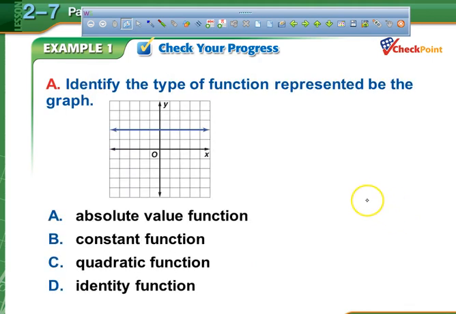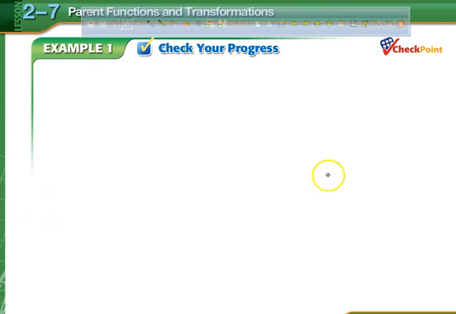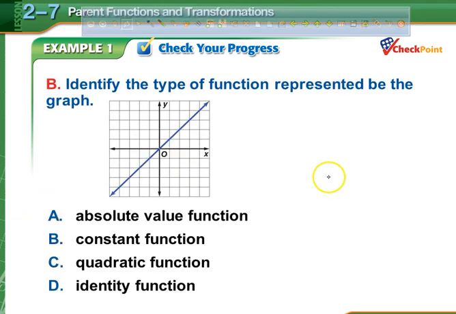All right, what type of function is this? Constant, you're correct. Good job. That was good. Identity is correct. Y equals x. It's the identity function. Very good.